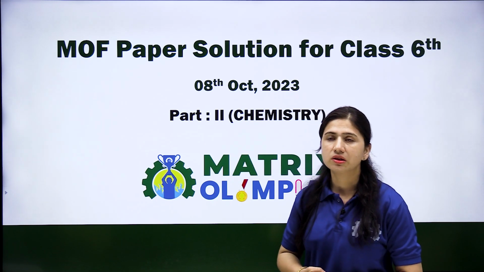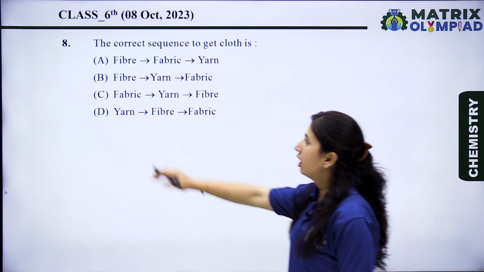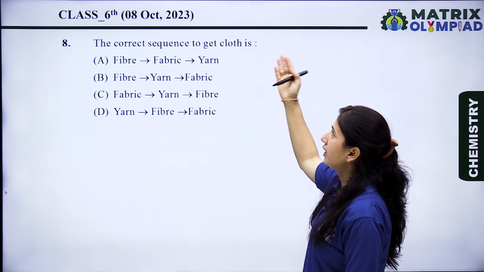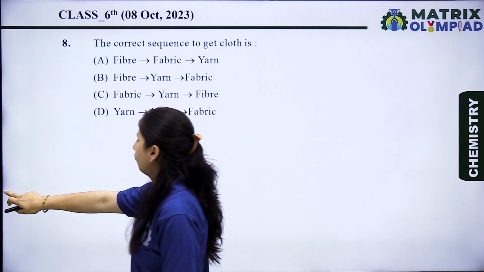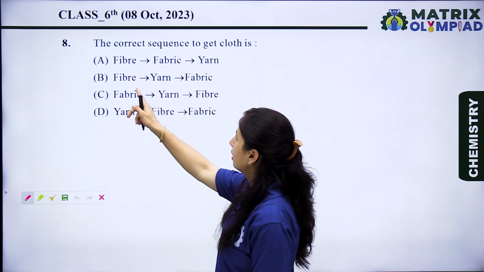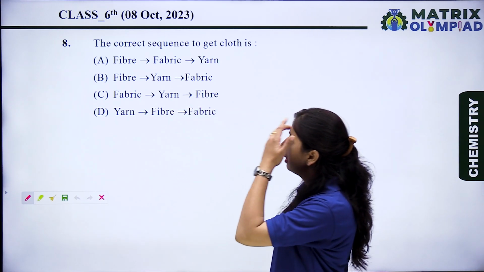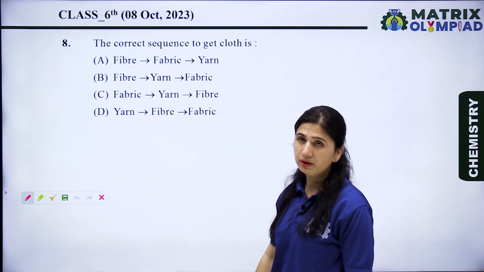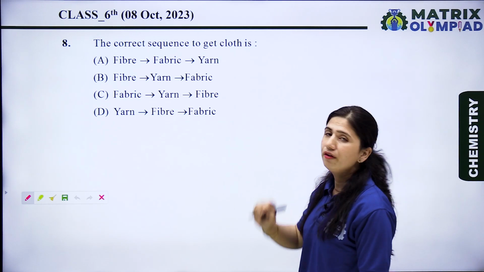Hello everyone. Now we will discuss the chemistry portion of class 6th. Question is, the correct sequence to get cloth is, option A is fiber, fabric and yarn. And the second option is fiber, yarn and fabric. C option is fabric, yarn and fiber, and the D option is yarn, fiber and fabric.